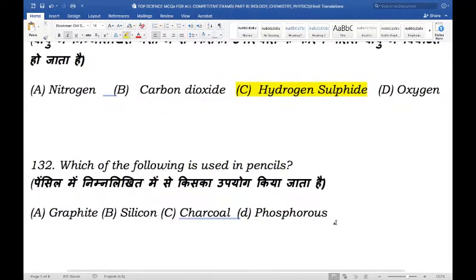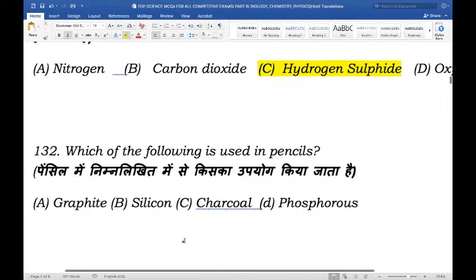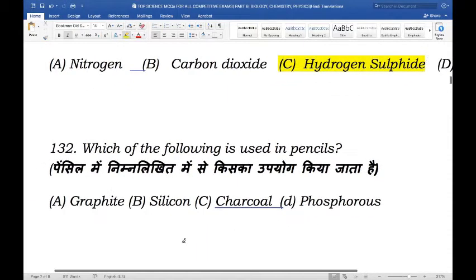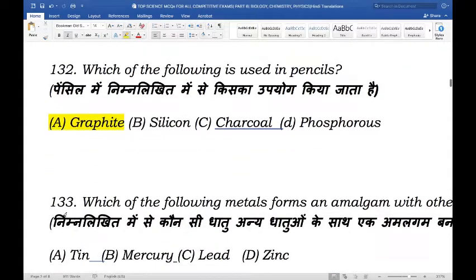Question number 132. Which of the following is used in pencils? Is it A, graphite, B, silicone, C, charcoal, or D, phosphorus? So which of the following is used in pencils? It is A, graphite. Graphite molecules are flat groups of carbon atoms stacked in layers. The layers slide against each other and allow lead to slide off the pencil point and onto the paper, which is why you can write with pencils.